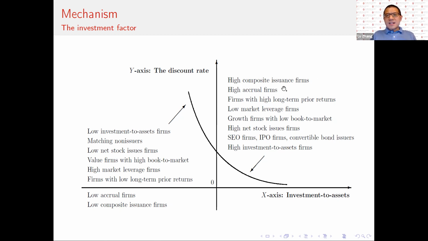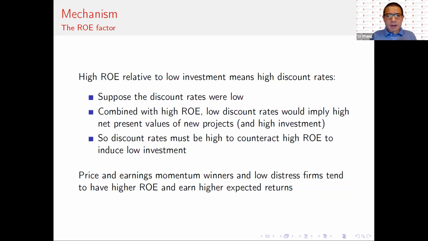So composite issues is a different measure of net stock issues, a combination of equity issues and share repurchase. The intuition, the economic mechanism, is quite similar to what we have already described. So this is our investment factor as well as its applications in the cross section. Now the ROE factor.